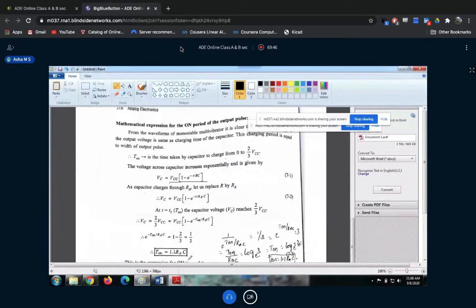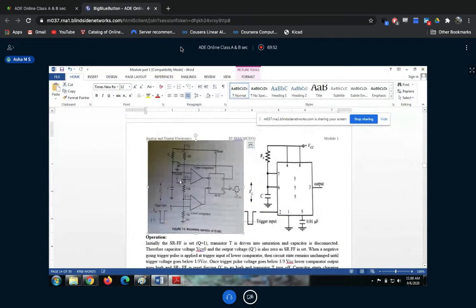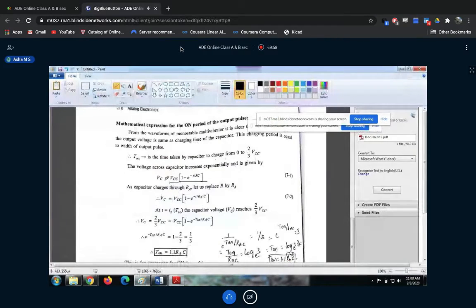So let's visit the diagram. Here, this is the monostable circuit. The capacitor is charging through RA, correct? So in this formula, the applied voltage is VCC, and it is VCC times 1 minus e to the power of minus t. This R will be RA because it is charging through RA, correct? Now what is this VC? This VC is nothing but 2/3 VCC, at the Ton time period, correct? So on the LHS you can replace it with 2/3 VCC, and here it remains as it is.